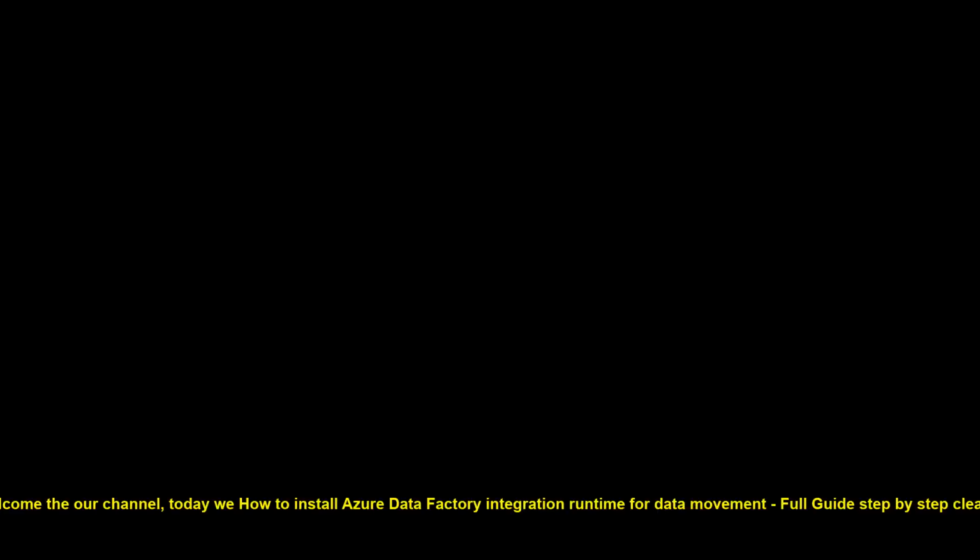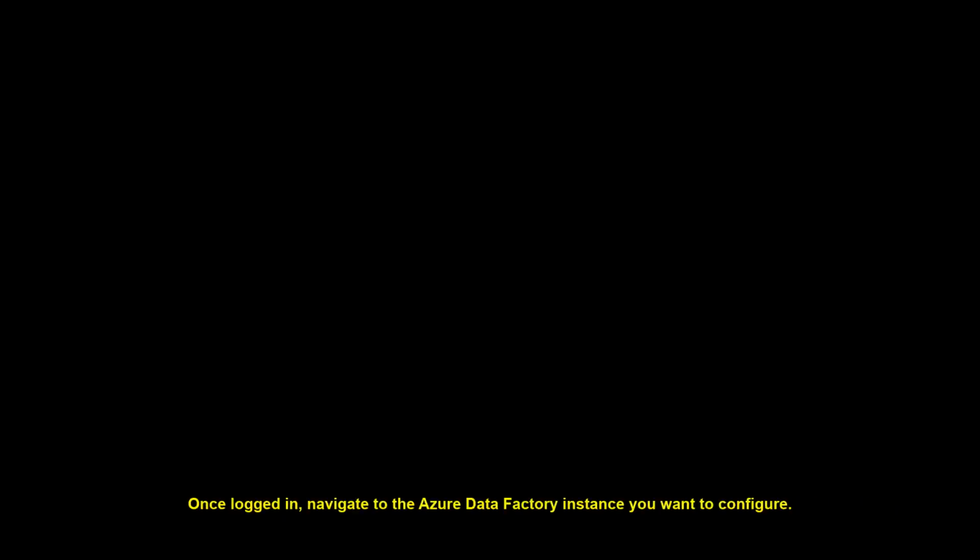Today we show how to install the Azure Data Factory integration runtime for data movement, a full guide step by step clearly. To install the Azure Data Factory integration runtime for data movement, start by signing in to the Azure portal. Once logged in, navigate to the Azure Data Factory instance you want to configure.